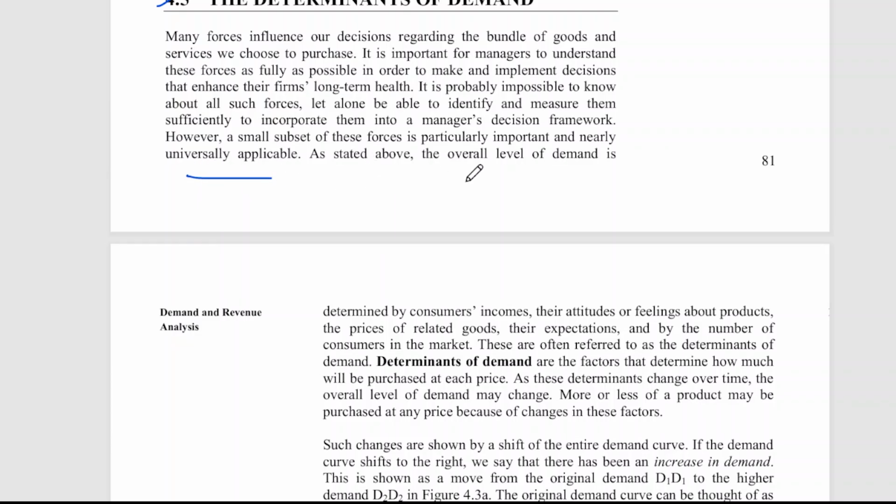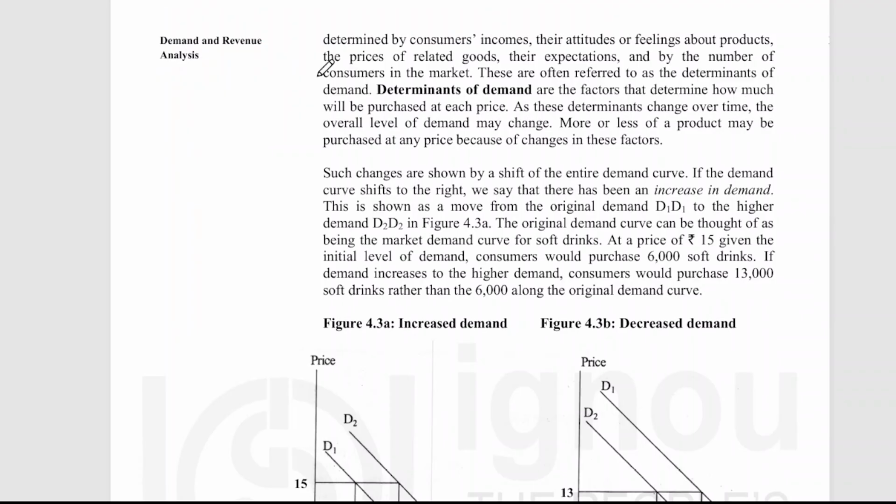As stated above, the overall level of demand is determined by consumers' income, their attitude or feeling about products, the prices of related goods, their expectations, and the number of consumers in the market. These are often referred to as the determinants of demand. Determinants of demand are the factors that determine how much will be purchased at each price. As these determinants change over time, the overall level of demand may change, and more or less of a product may be purchased at any price because of changes in these factors.